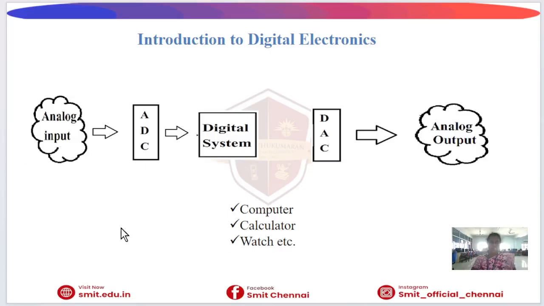In a calculator, numbers are entered and processed. In this diagram, for the analog input, we are taking a calculator. We are typing the numbers 3 plus 5 as the analog input. Then it goes through the ADC, the analog to digital converter. Using that, we get the information in the digital system in the form of zeros and ones. So numbers are entered, processed digitally and displayed. In the computer, text, images, sound, and instructions are all converted into binary form and processed.